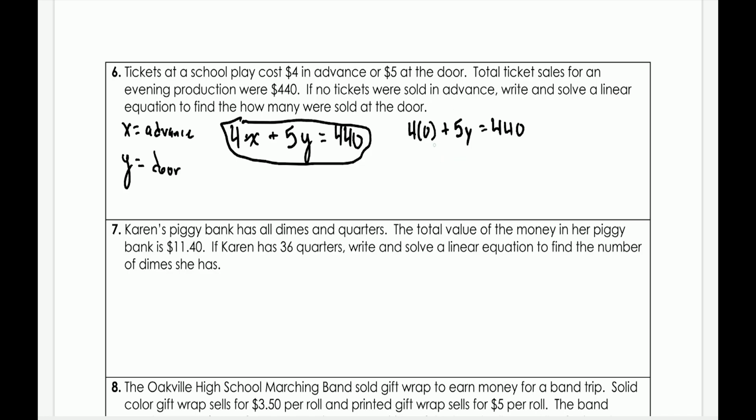4 times 0 is 0. We're left with 5y. So we're going to divide everything by 5. That leaves us with y is equal to 88. So that means that 88 tickets were sold at the door.